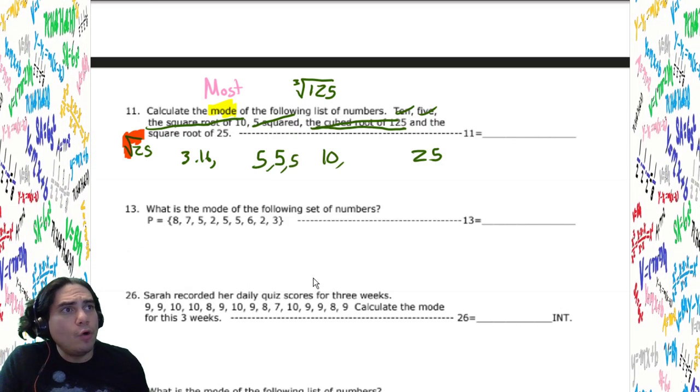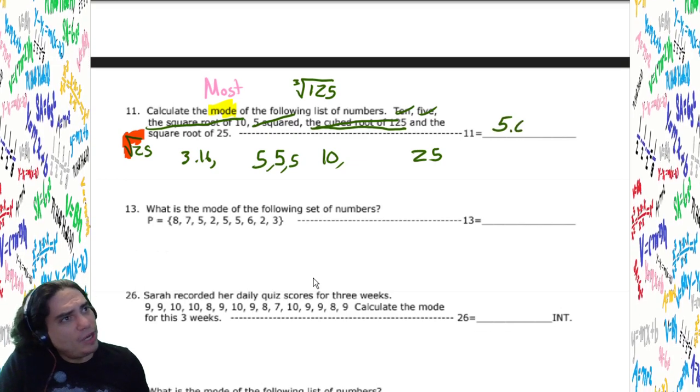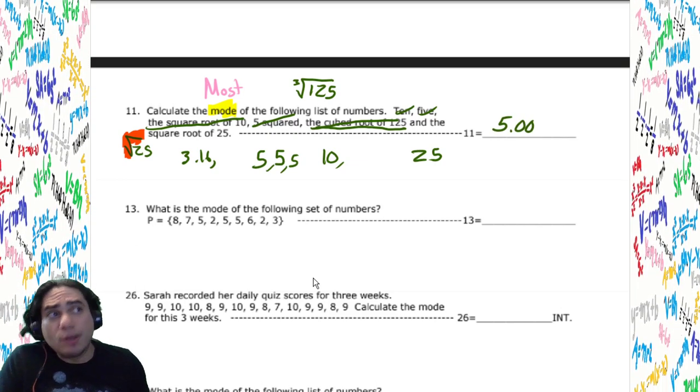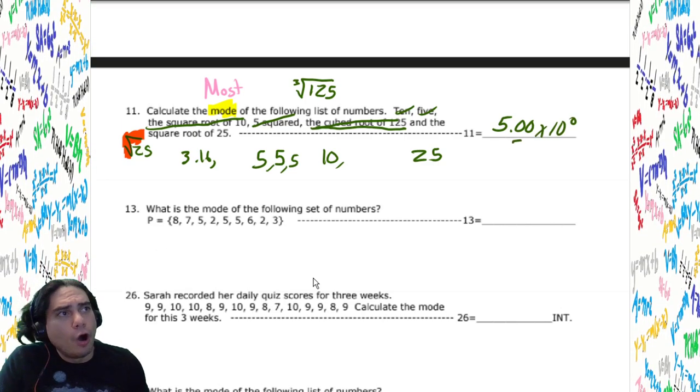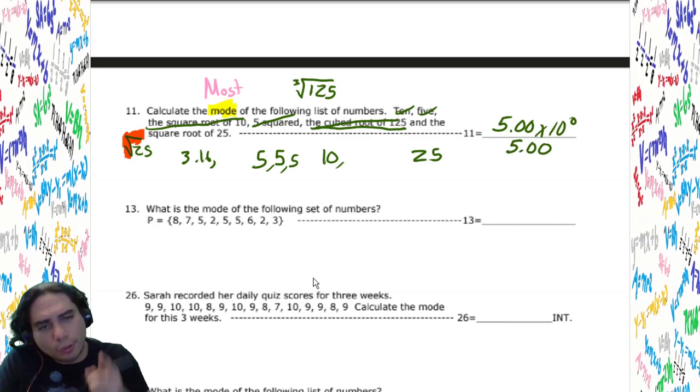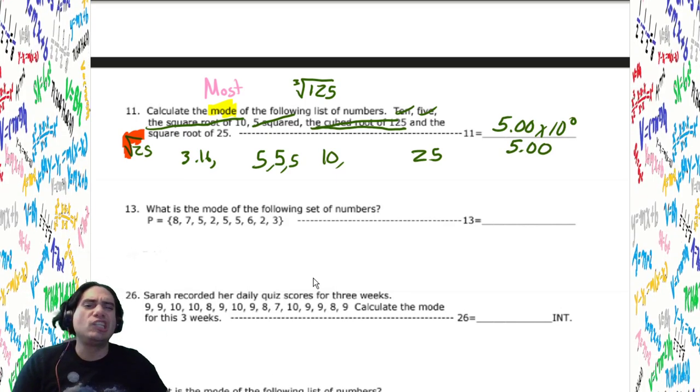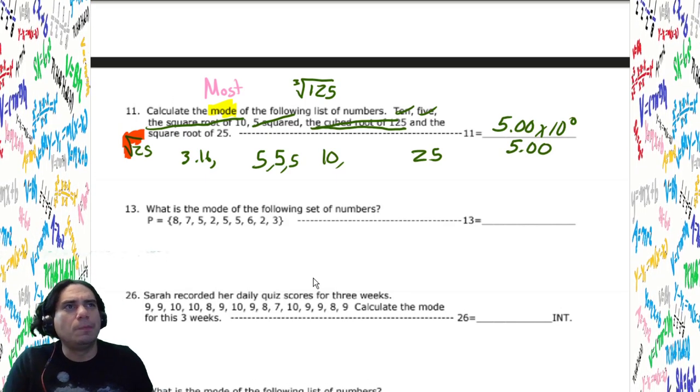So what's our mode? It's going to be 5. But you better not put 5. You better put 5.00 times 10 to the 0 or 5.00 in standard form. 3 significant digits all the way. Easy work. Easy work. Let's keep it going.